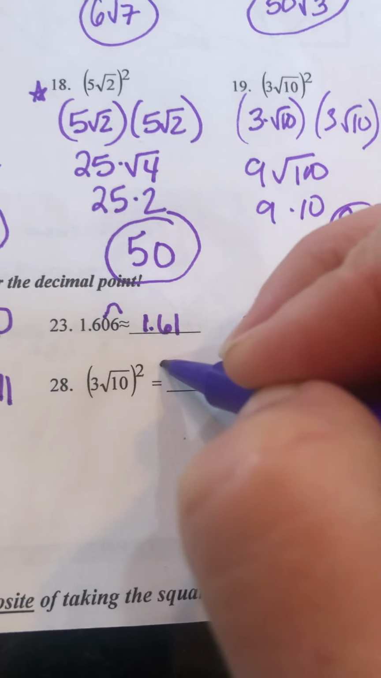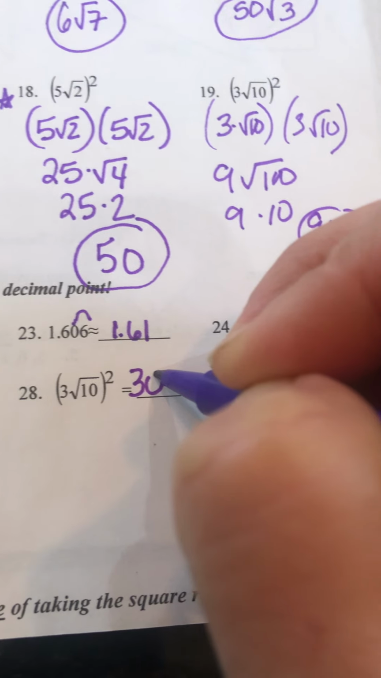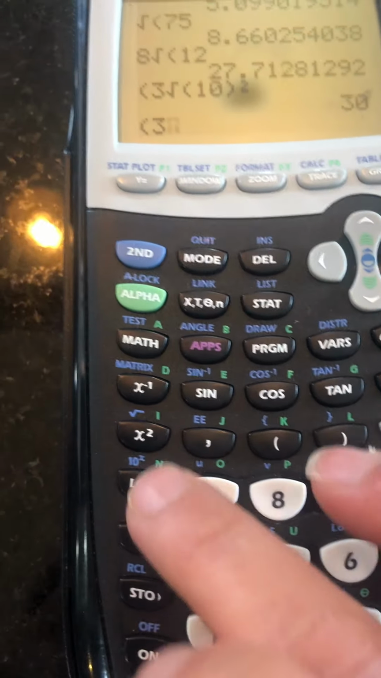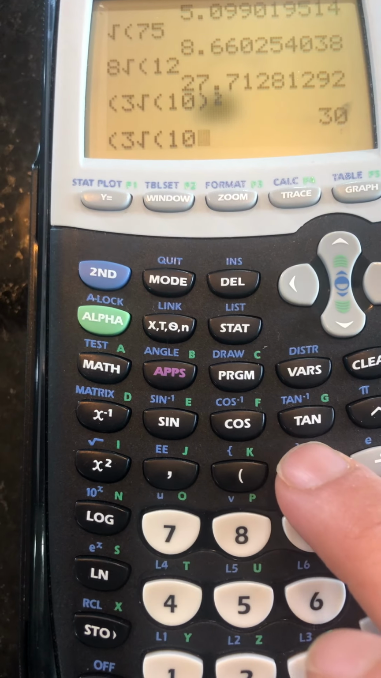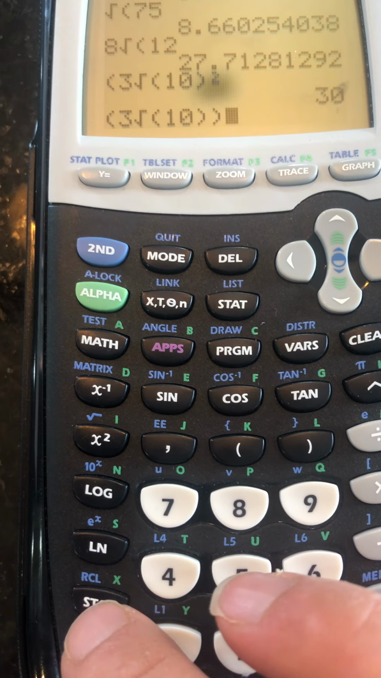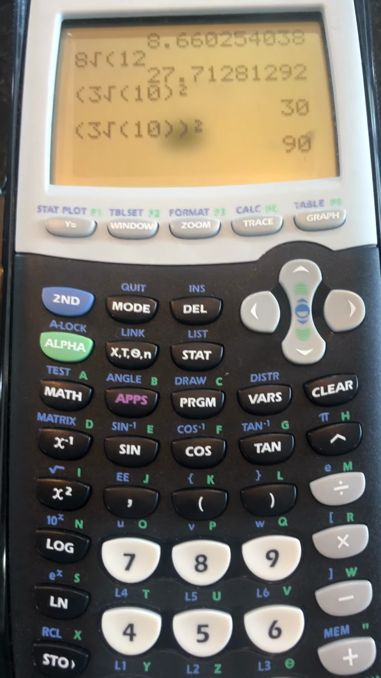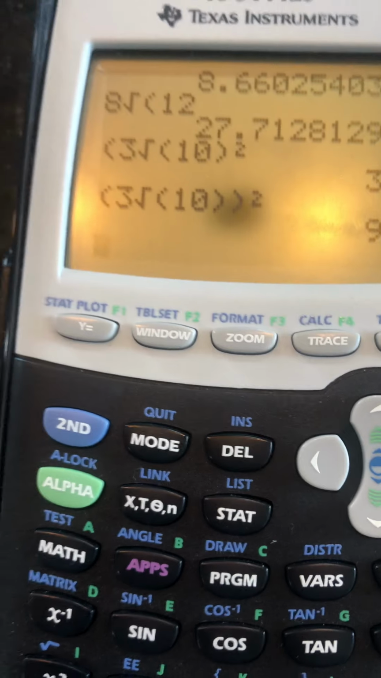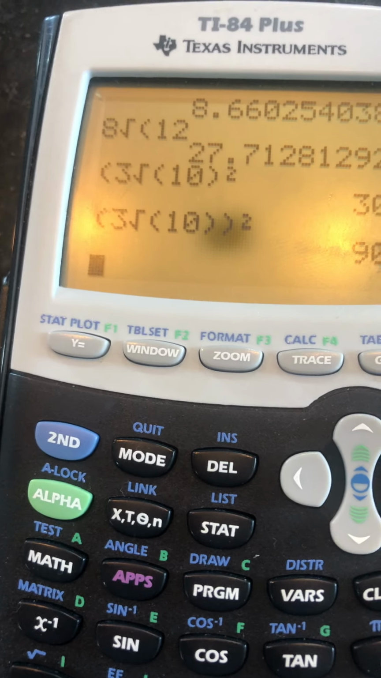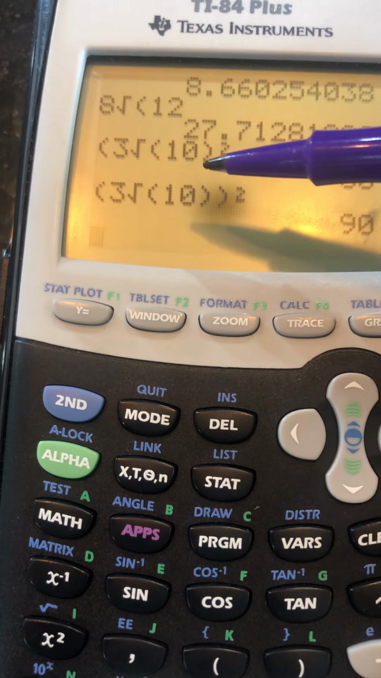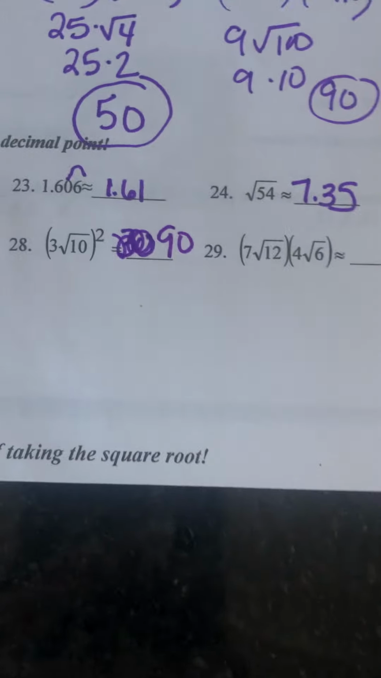And I could do that one by hand. Wait, I don't think that's 30. I think I did it wrong. I think I have to do my parentheses right. Let me see. 3 root 10. I need 2 parentheses here. Squared. Yeah, the right answer is 90. That's interesting. I'm kind of glad I made that mistake to show you, because here in the first one, it was just squaring the square root of 10 and then multiplying it by the 3, but I needed to square the whole quantity, so I needed that extra set of parentheses, so that is actually 90.